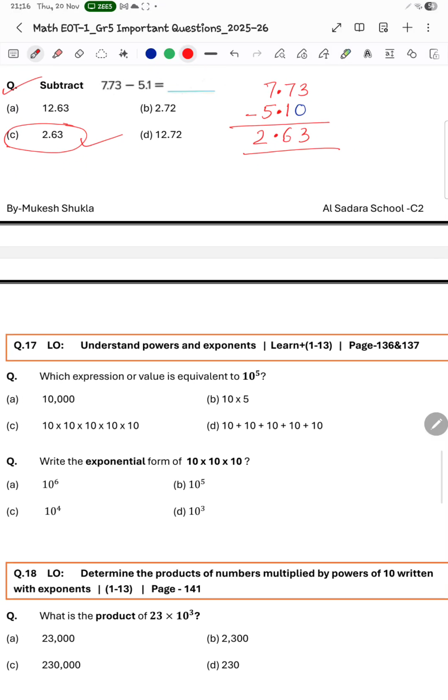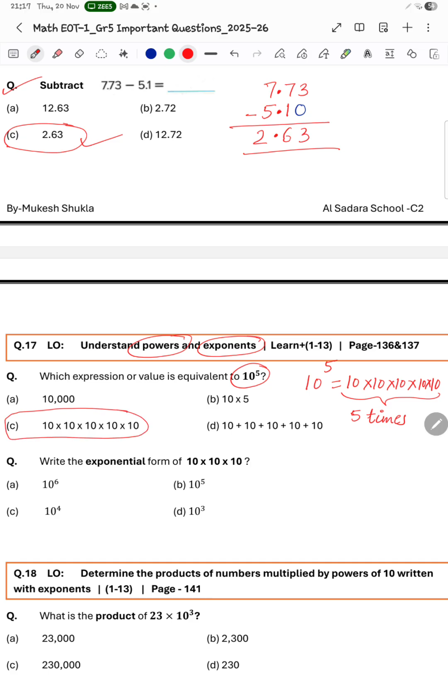Very interesting. Understand powers and exponents. You will get one question from here also. How to write 10 raised to the power 5? 10 raised to the power 5. That means 10 is multiplied 5 times. So how many times? 5 times. So which option is correct? Option C is the correct one.